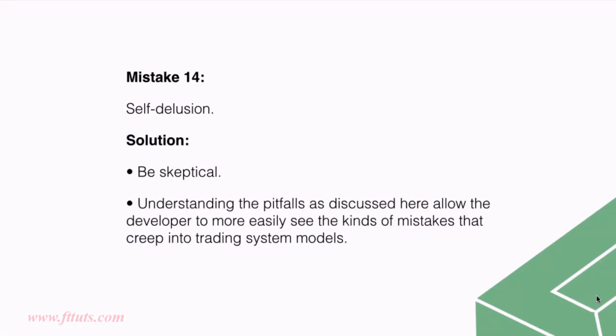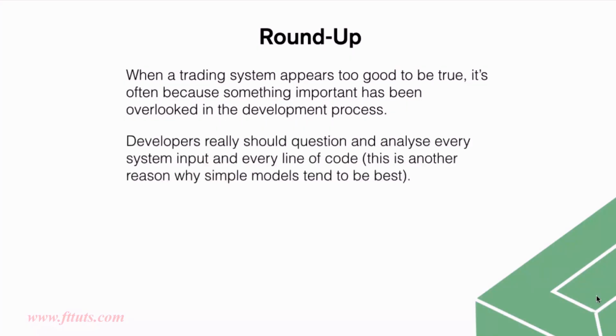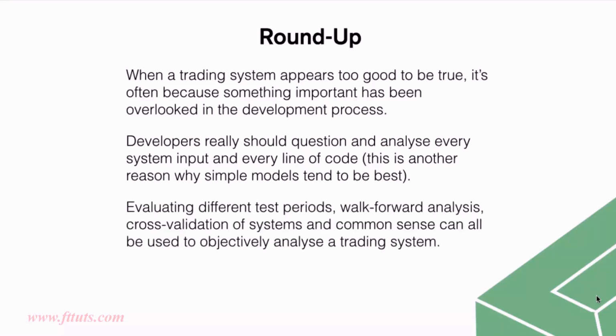To avoid self-delusion, undertake projects from a sound base with the right knowledge. Knowing the pitfalls, as we've discussed here, allows you to more easily see the kinds of mistakes that can creep into trading system models. When a trading system appears too good to be true, it's often because something important has been overlooked in the development process. So, when developing a system, you should question and analyze every system input, and really every line of code, which is another reason why simple models tend to be best. Evaluating different test periods, walk-forward analysis, cross-validation of systems, checking the code, checking exposure, and using common sense. These can all be used to objectively analyze a trading system.